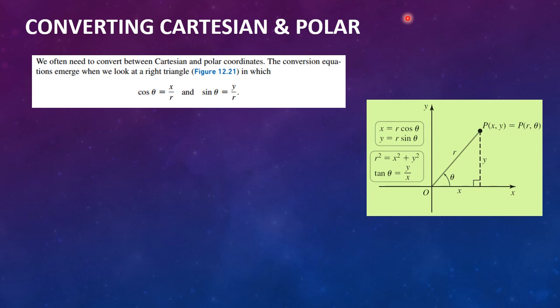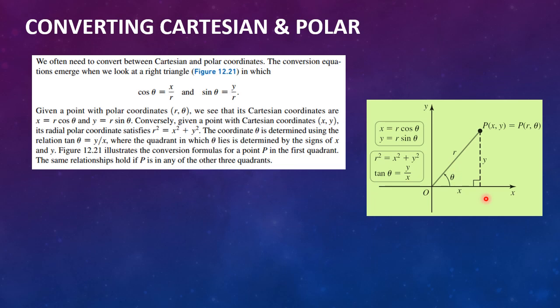We often need to convert between Cartesian and polar coordinates. The conversion equations emerge when we look at a right triangle, in which the cosine of theta equals x over r, adjacent over hypotenuse, and the sine of theta equals y over r, or opposite over hypotenuse. Again, all of these are reviewed from trigonometry, in which you should have become a little bit familiar with polar coordinates.